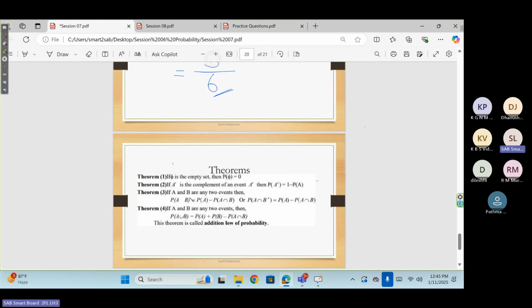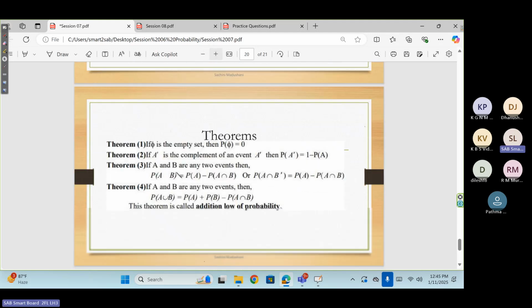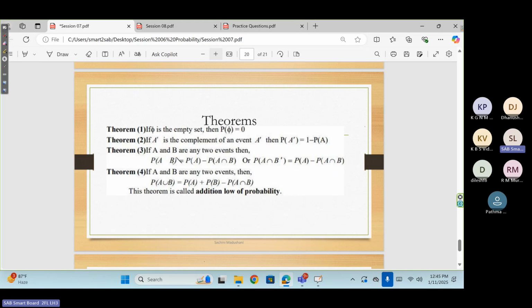Then the last one: the theorems we can use in probability. Theorems. Okay? Then we move into that.